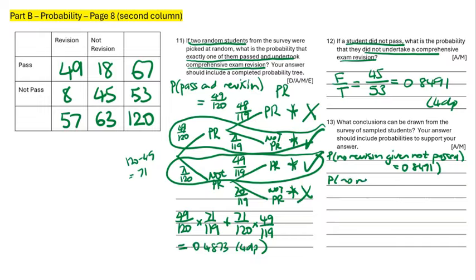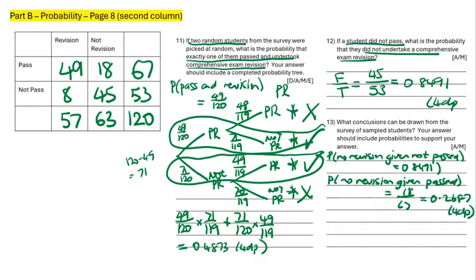So no revision given that they passed. So this question will be a little bit different. So we only care about the students passing, which is this top thing here out of 67. So that's going to be the bottom of my fraction out of 67. And of those 67, who did not do revision? That's 18 over there. And when I put that into my calculator, I got 0.2687, and that there had a 4dp rounding like my previous.